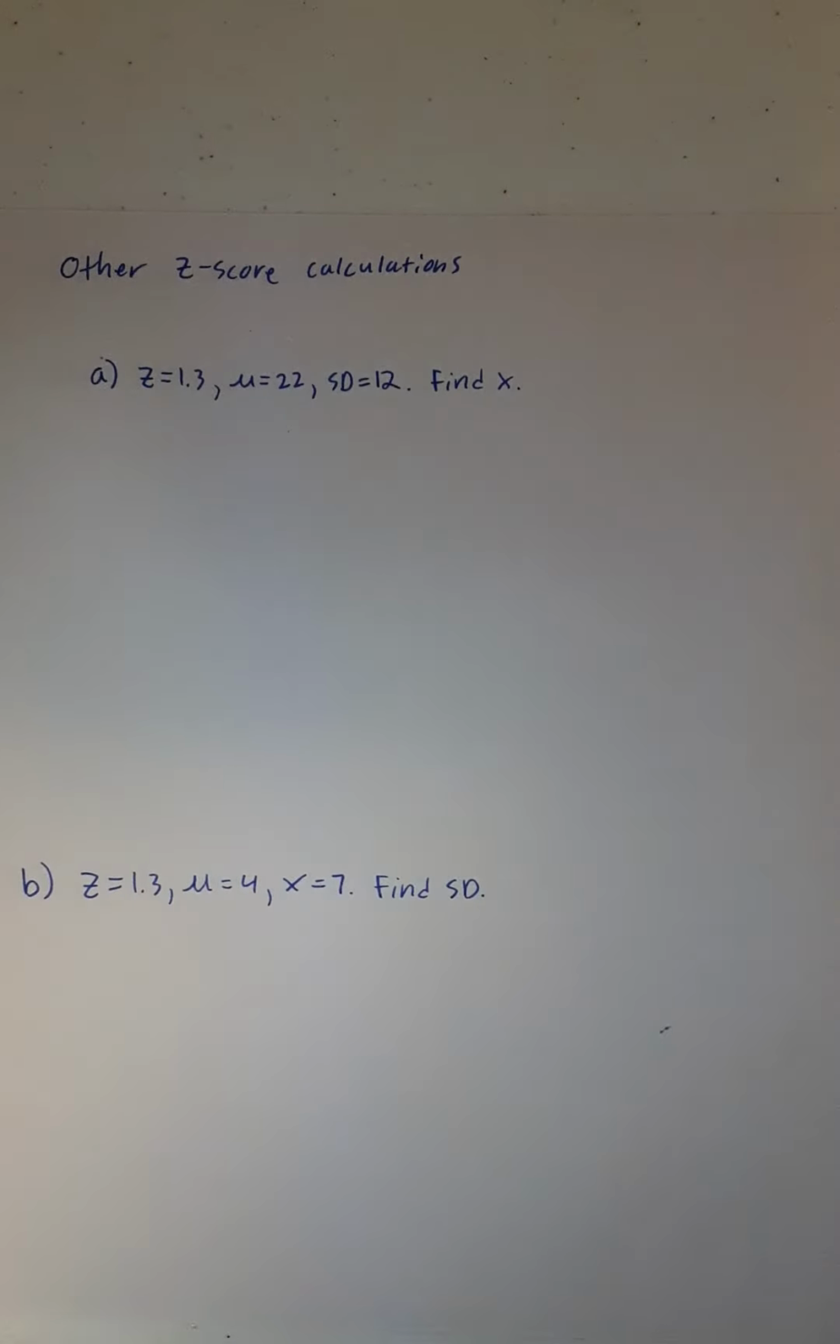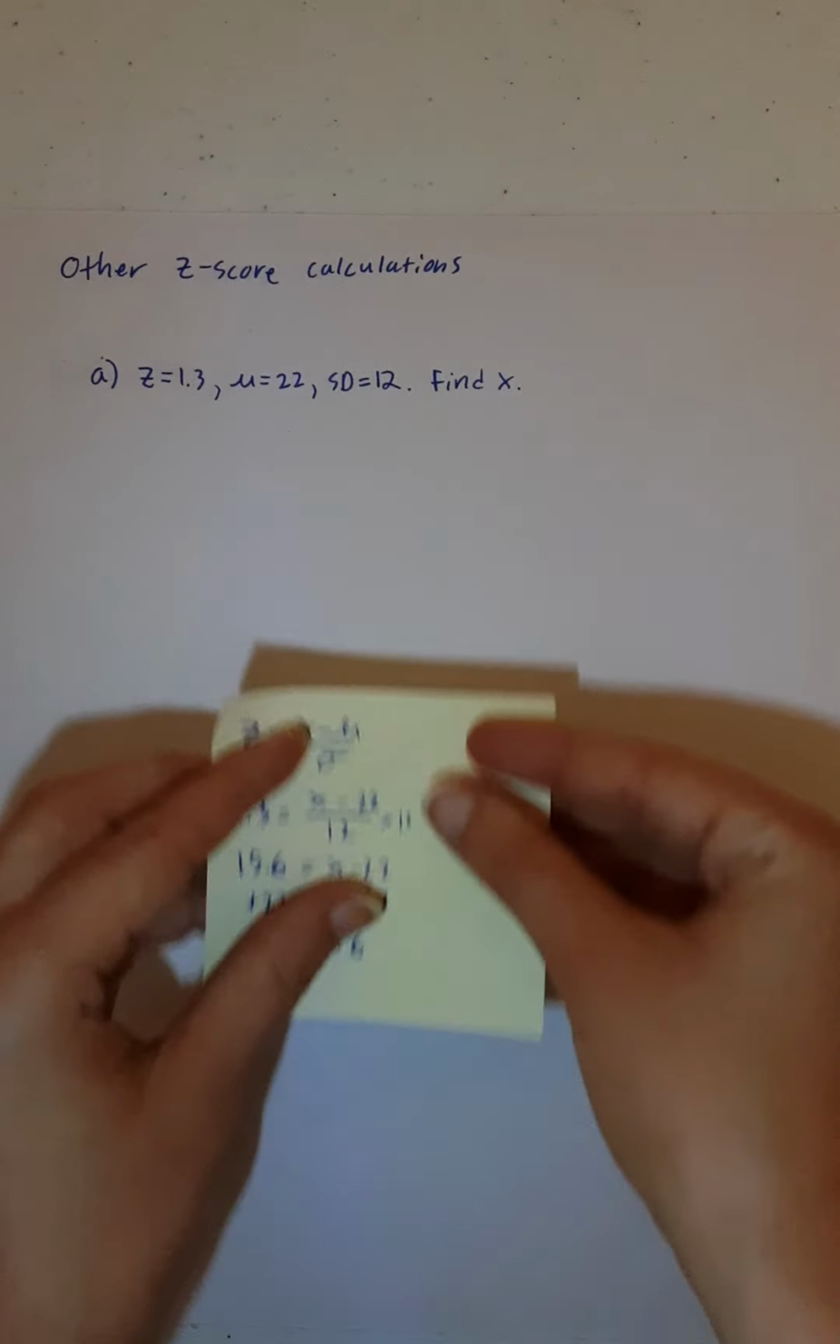We can also solve some other probability or some other questions using z-scores. We can use it not only to find the z-score itself, but also to find some of the other missing values. So in this case, we want to solve for x. We've been given the z-score, the mean, and the standard deviation. So how we're going to do that is we're going to first remember the z-score formula.